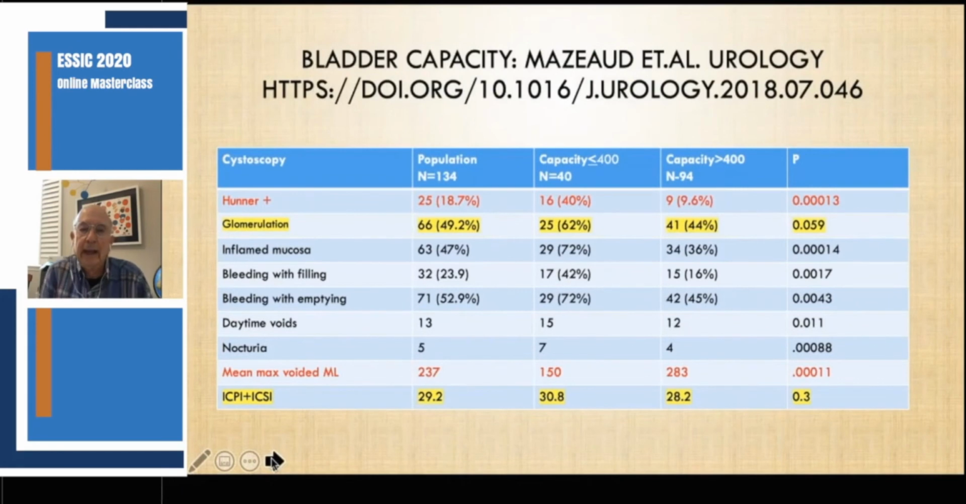And if we actually look at low bladder capacity versus high bladder capacity under sedation, we find that while glomerulations and symptom scores are not significantly different in the two groups, which is one of the reasons you can't identify these patients based on symptoms alone, all of the other parameters here, the presence of Hunter lesions, inflamed mucosa, bleeding with filling, bleeding with emptying, daytime frequency and nocturia, and mean maximum voided volumes do have significant correlations with bladder capacity under sedation.